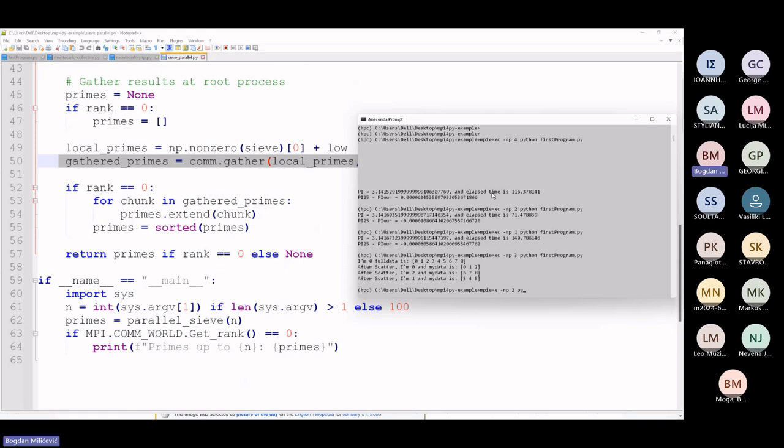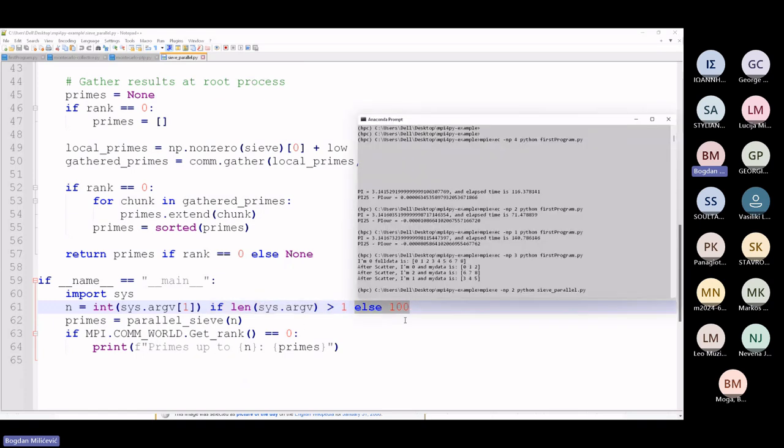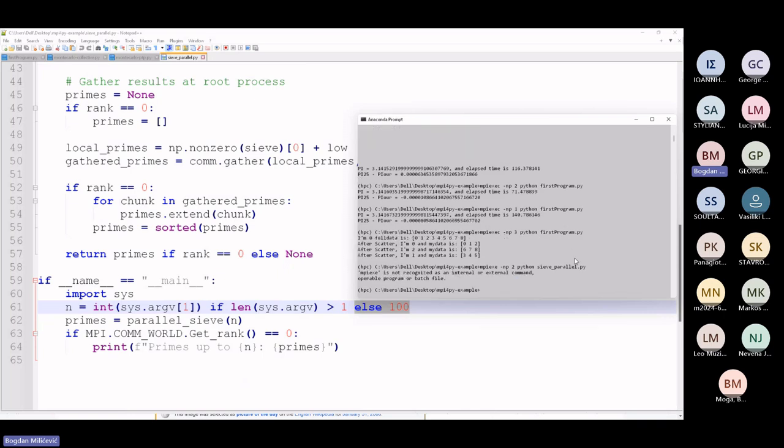Then we call Python, then C parallel. And please note here that it has one argument. If you remember our first class, sys.argv is actually a list of arguments that we have here. If you do not provide the argument, then it will look at all the numbers until 100. So if you just press enter, it will find prime numbers.